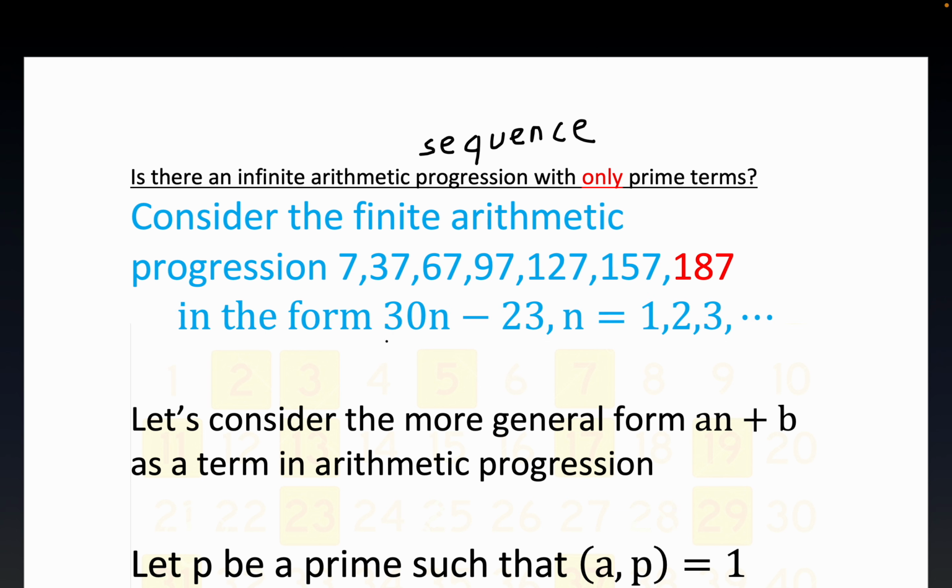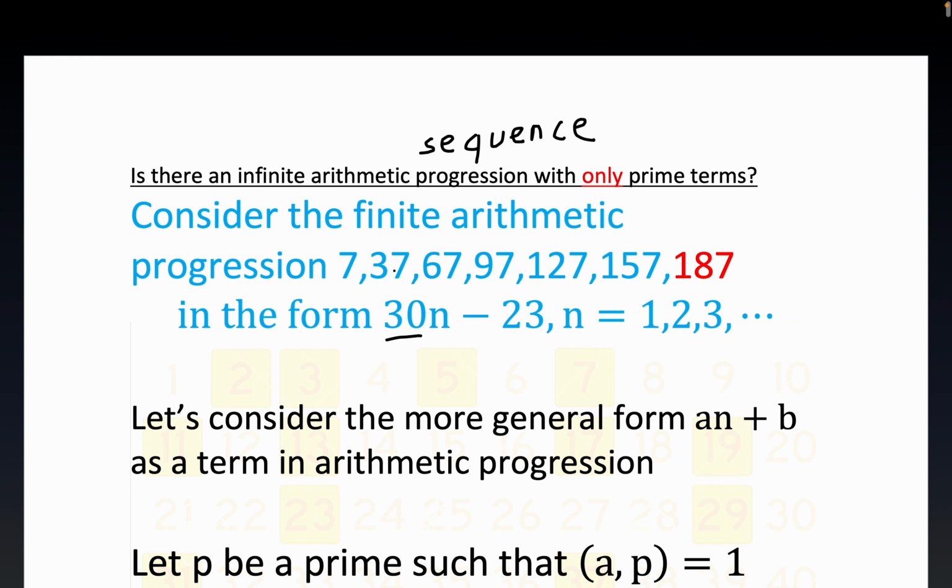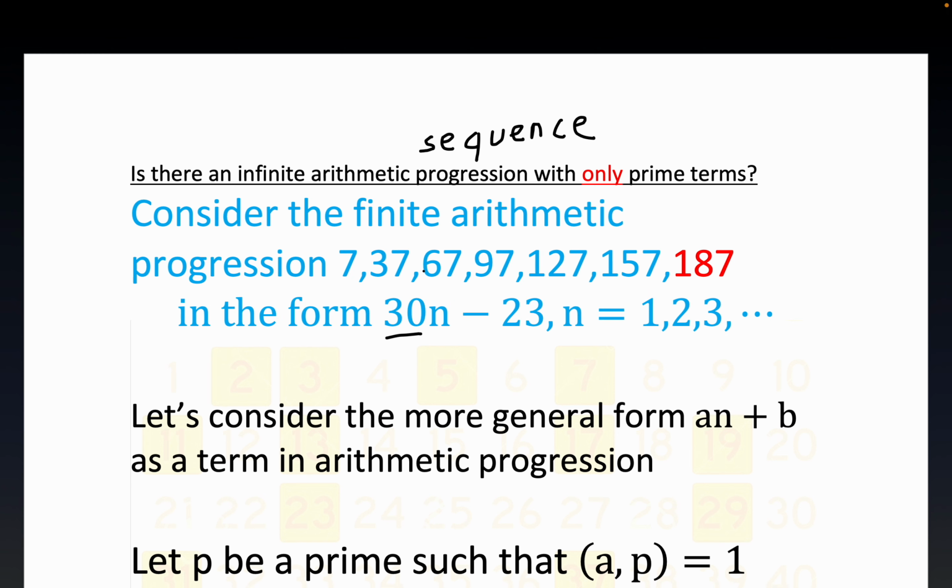difference. Here that common difference would be 30, right? And so 7 plus 30 is 37, 37 plus 30 is 67, and so on. Now, what's notable right here is all of these numbers are prime. 7 is a prime number, 37 is a prime number, all the way out to 157, which is prime. And then all of a sudden we run into the seventh term in the sequence that's not prime. It can be written as 11 times 17. That's 187. And note that this is the seventh term.